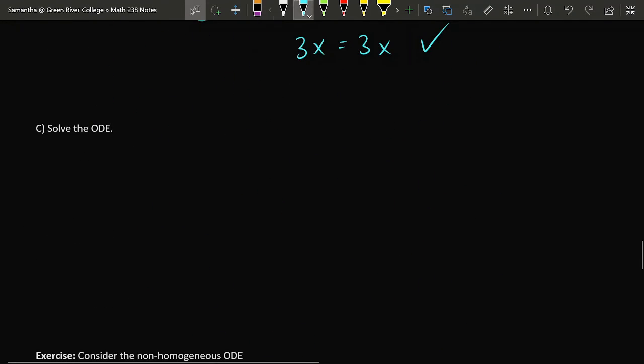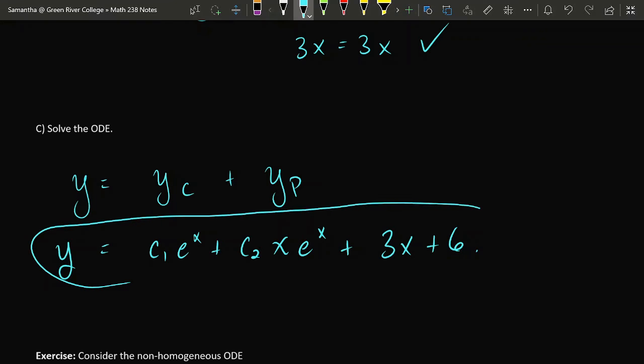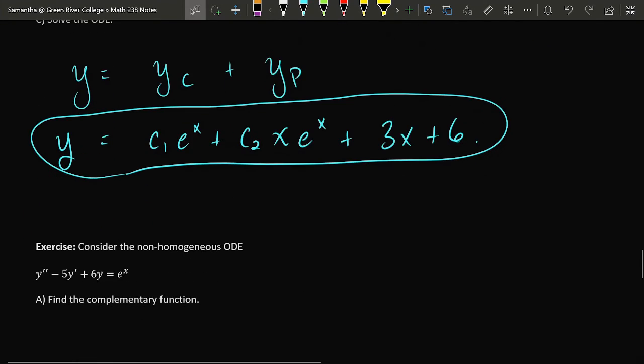All possible solutions to my differential equation have the form complementary function plus particular solution. The general solution is c1 e to the x plus c2 x e to the x plus the particular solution 3x plus 6. Every solution to the differential equation must have this format. Let me show you one more time.